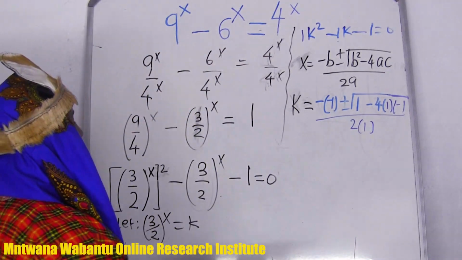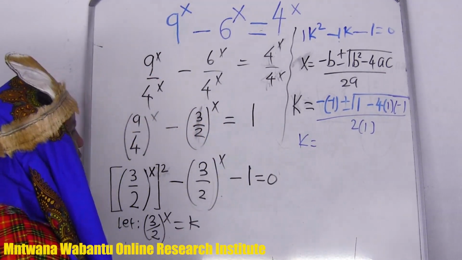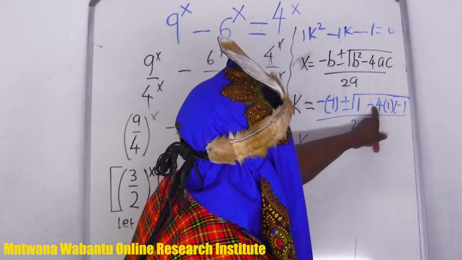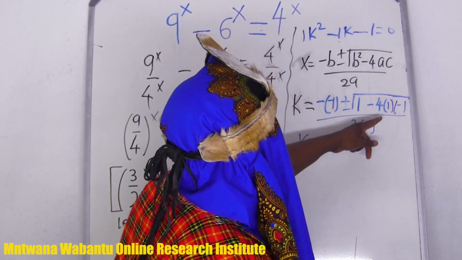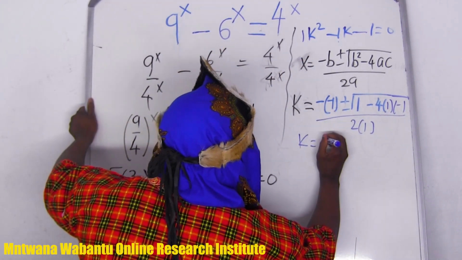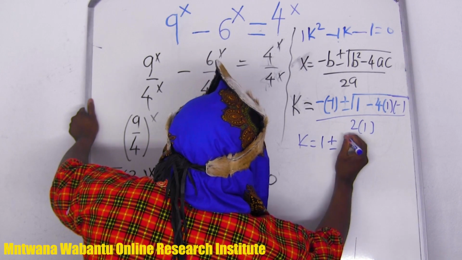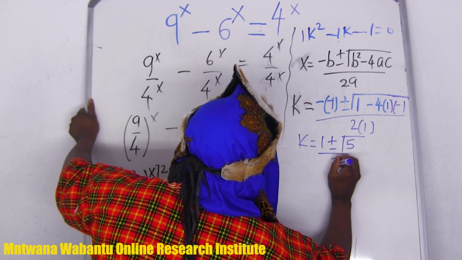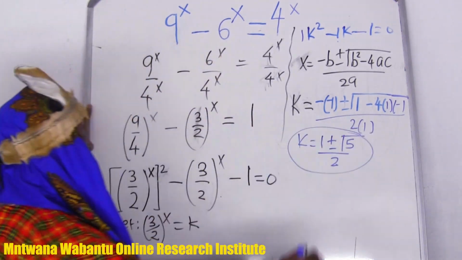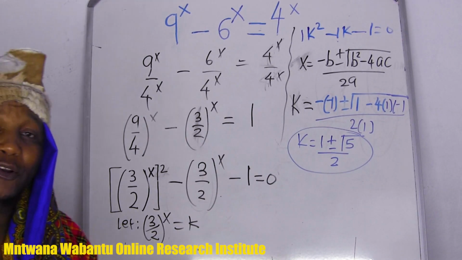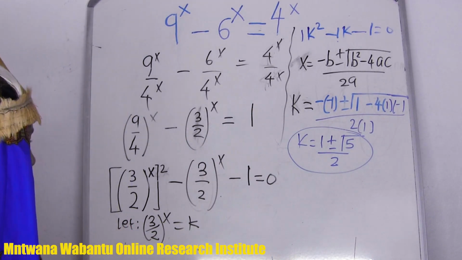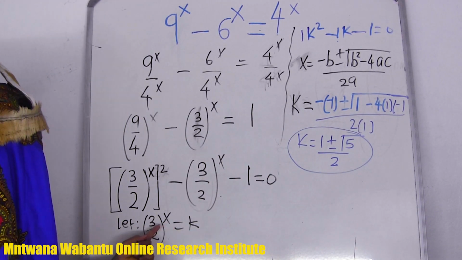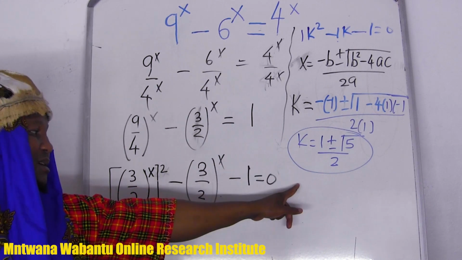So you can plug it into the calculator, or you don't even need a calculator. Negative times negative is 4, and 4 plus 1 equals 5. So k equals 1 plus or minus the square root of 5, over 2. But are you looking for k? No, I'm looking for x. The value of k we let equal (3/2)^x, so I'm going to substitute back.